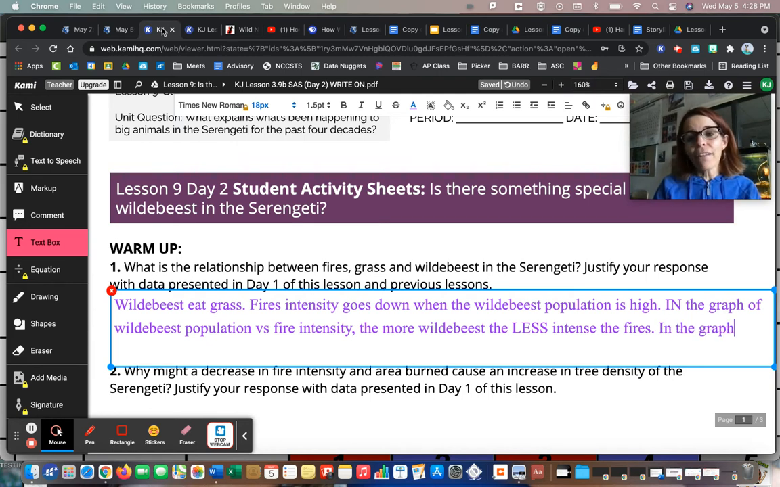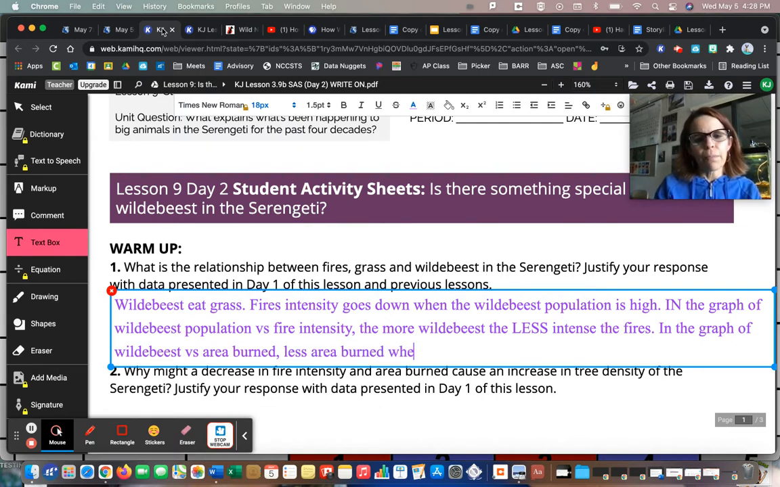In the second graph, the third graph really, the graph that was below, in the graph of wildebeest versus area burned, we'll just say there was less area burned when the population was high, because there was less fuel for these fires. So the fires did not burn as hot, and they did not burn as much area.